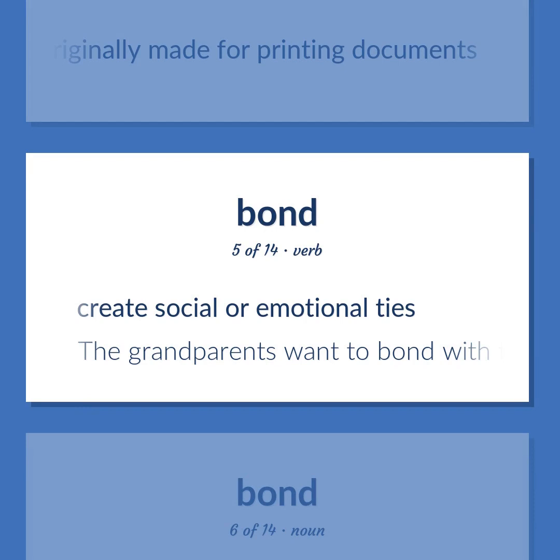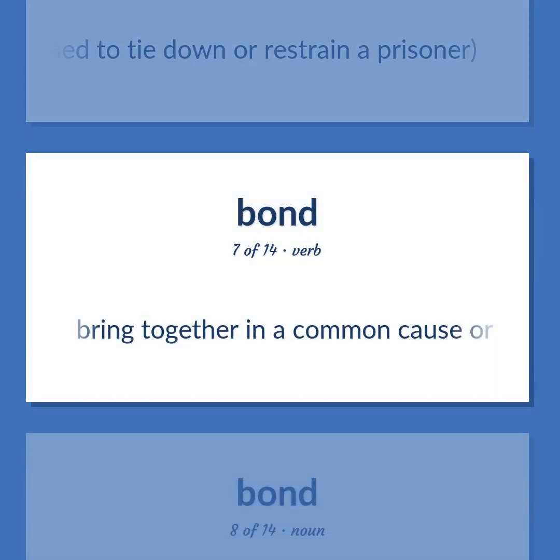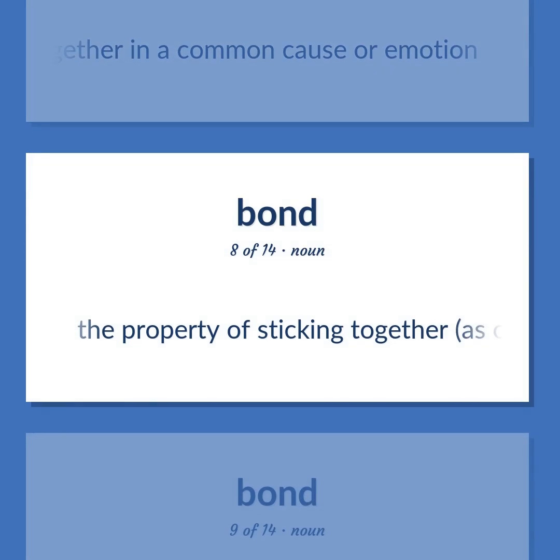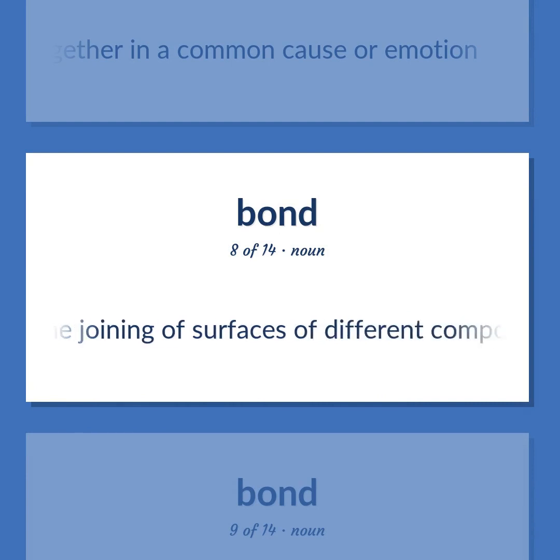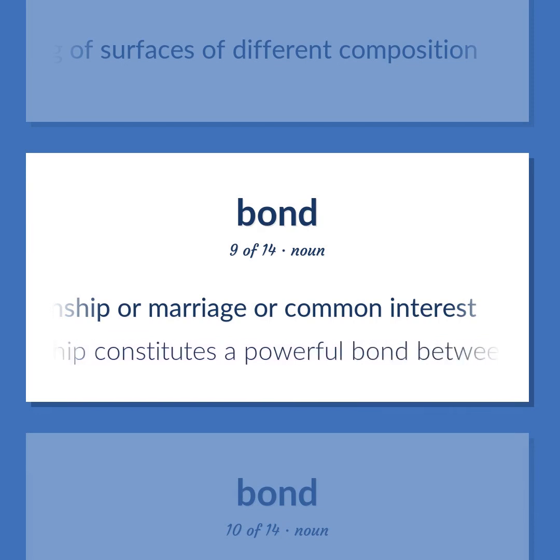Create social or emotional ties. The grandparents want to bond with the child. A restraint that confines or restricts freedom, especially something used to tie down or restrain a prisoner. Bring together in a common cause or emotion. The property of sticking together, as of glue and wood, or the joining of surfaces of different composition. A connection based on kinship or marriage or common interest. Their friendship constitutes a powerful bond between them.